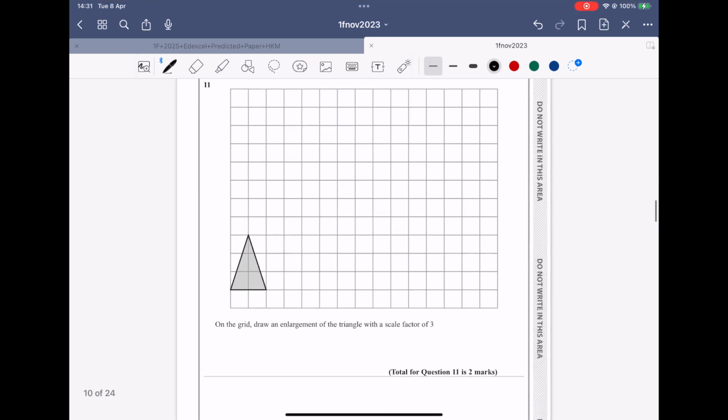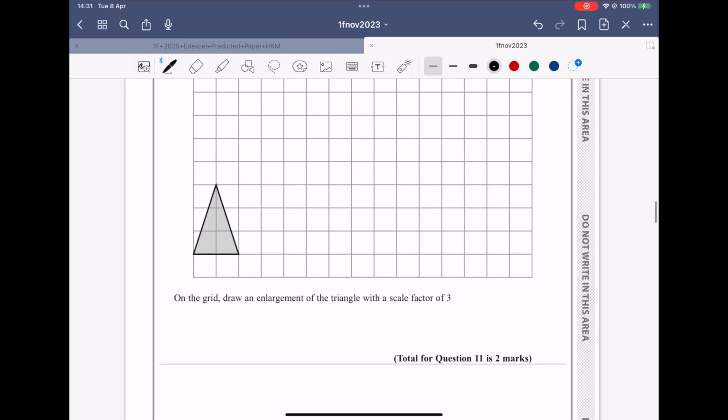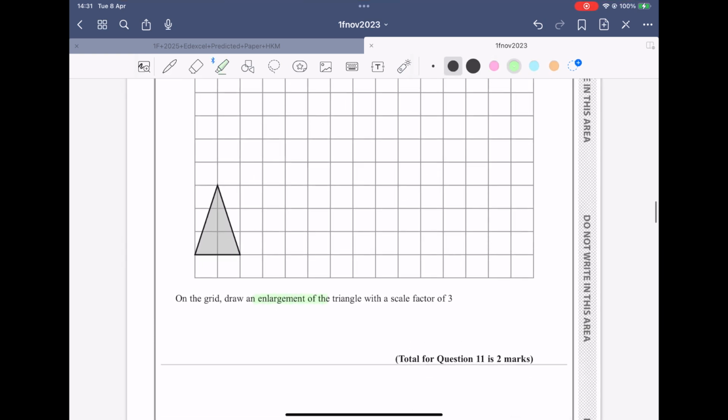On the grid, draw an enlargement of a triangle. Enlargement, scale factor of 3. Enlargement either means it's going to get bigger, or it could get smaller. It's going to change size, alright? It's not going to rotate, it's not going to reflect, it's just going to change size. And scale factor of 3 means it's going to get 3 times bigger.